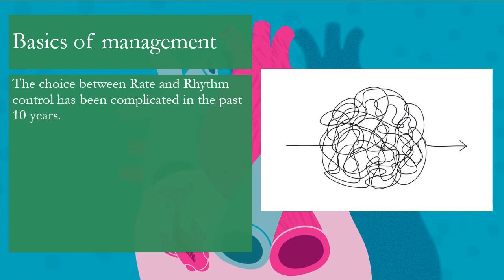This is tricky, right? The choice between rate and rhythm control. This is the part of it where it's beyond family medicine at this point. It's not going to be the family doc that chooses. It's going to be a cardiologist that's really familiar with all these different medications and techniques and with all the different types of patient populations that atrial fibrillation can occur in. So this is tricky, and again, I just want to bring the very basics of this to you guys.